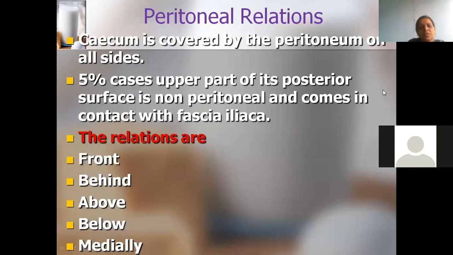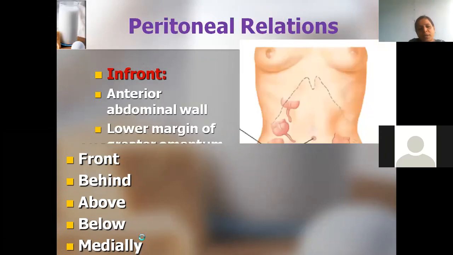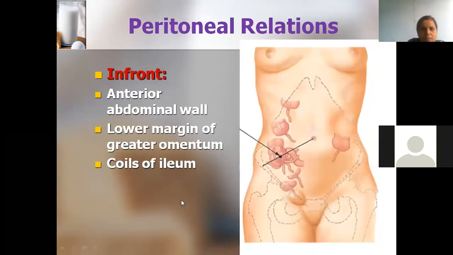Now, peritoneal relation. Cecum is covered by peritoneum on all the sides. Okay. So, in 5% cases, upper part of its posterior surface is non-peritoneal. You can skip all these exceptions, because cecum is completely covered by peritoneum. Now, we have to check the relations: front, behind, above, below, medially. Okay. Now, suppose this is the cecum, what you are finding in front. So, anteriorly, we have anterior abdominal wall, lower margin of greater omentum and coils of ileum.